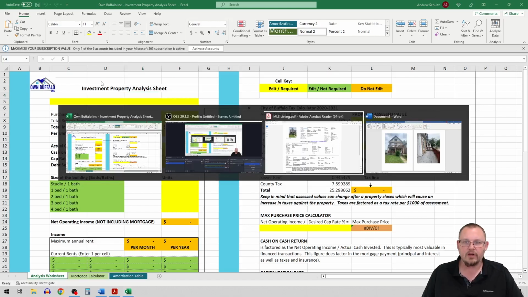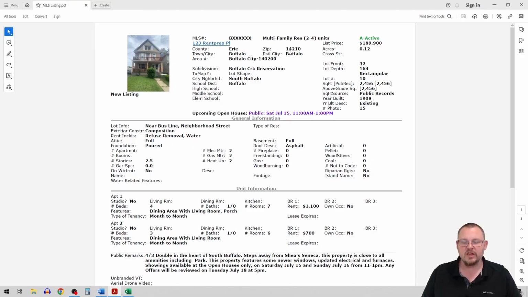But we're going to go ahead and jump back to that MLS listing and just take a look at the property here. We are looking at a duplex property, 4 beds in the lower unit, 3 beds in the upper unit. It's currently listed at $189,900, and this property is currently rented out for a total of $1,800 a month. You have $1,100 in the one unit and $700 in the other unit.